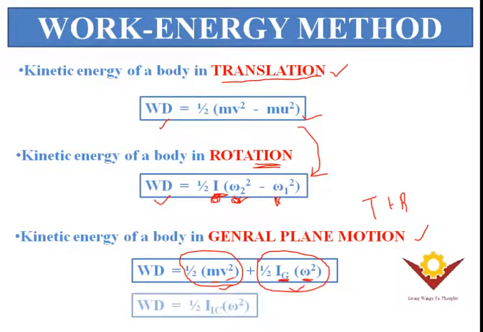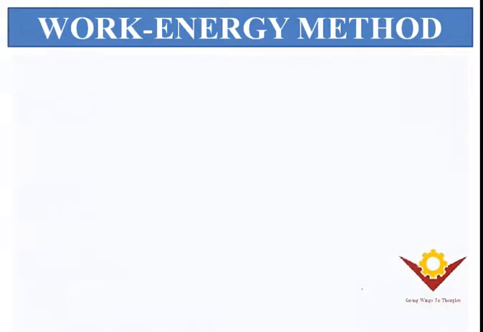And moreover, we can solve the same problems of general plane motion with respect to the instantaneous center, right? So if you want to take that instantaneous center into account, then your work done is equal to ½ into your moment of inertia about the instantaneous center into angular velocity squared. So this is how you write your work energy equations for translation, rotation, and general plane motion.